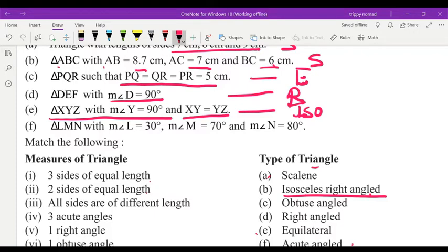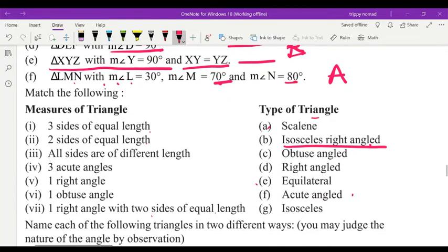I am not writing, I am only explaining for you. Okay, you can listen and write in your notebook. Now triangle LMN with angle L 30 and the other 70. So all these angles in the triangle are less than 90, so it will be an acute angled triangle. So I hope you understood.